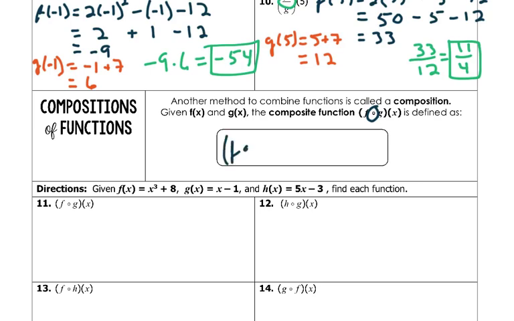f of g, that's not times, all right? I know it kind of looks like it, apologize, equals, it's the same as seeing this, f of g of x. Well, holy smokes, what exactly does that mean?